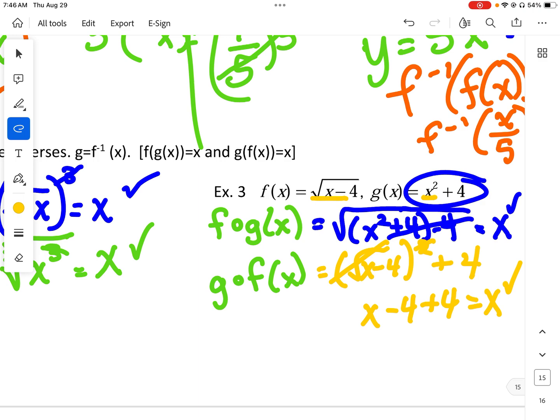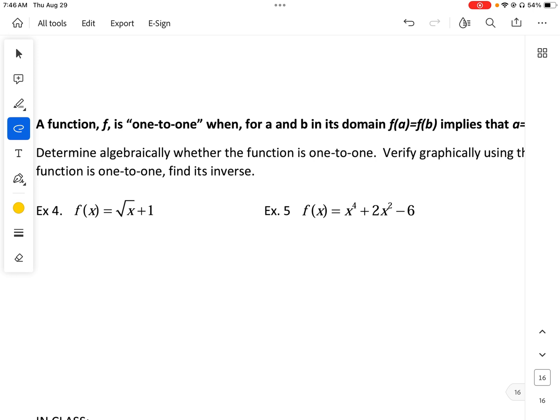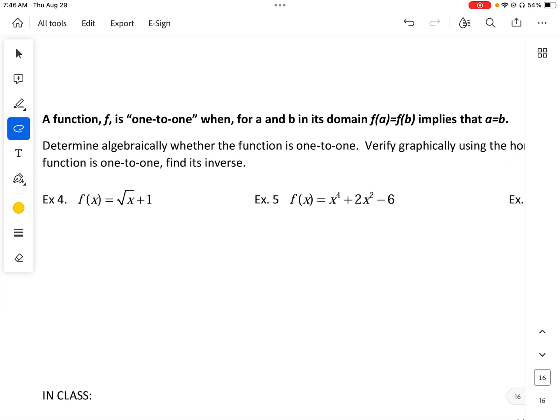Okay, now let's look at one-to-one. A function f is one-to-one when for a and b in its domain, f of a equals f of b implies that a equals b.